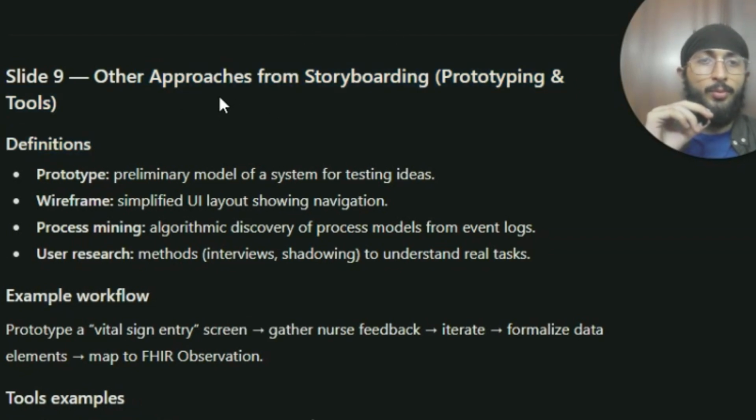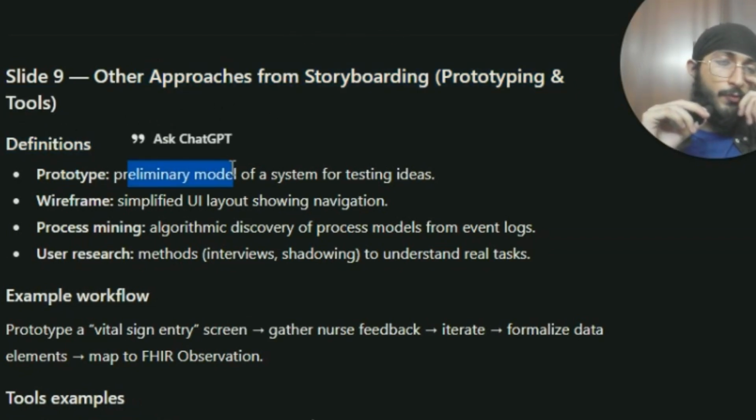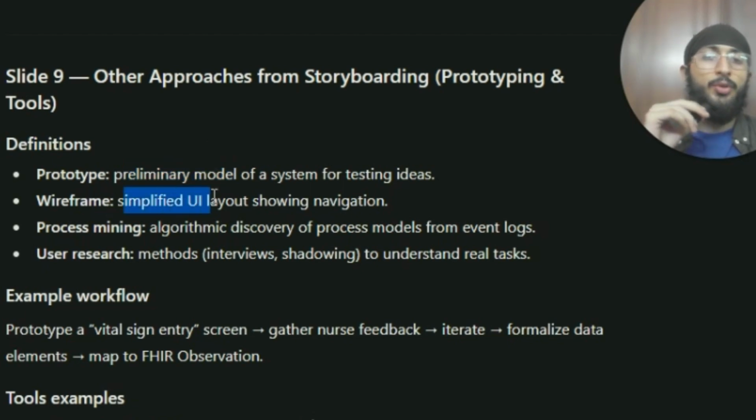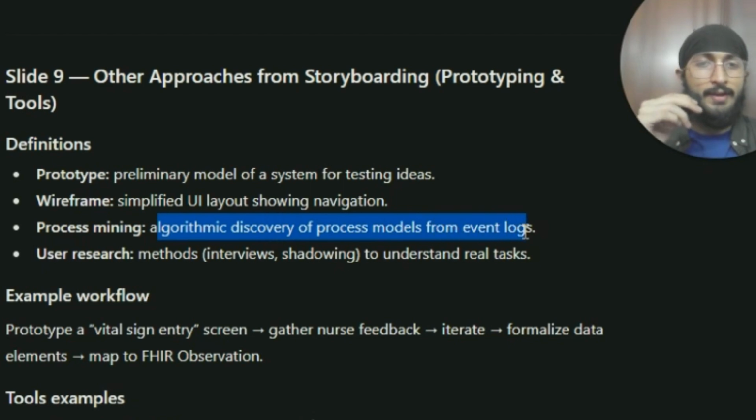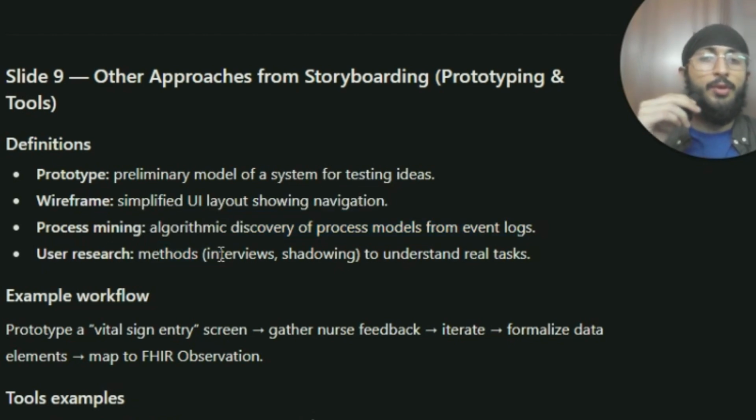Now, other approaches: storyboarding, prototyping, and tools. So, what is a prototype? It is a preliminary model of a system for testing ideas and exploring the project more. A wireframe is basically a simplified user interface layout showing the basic navigation, and mostly we use apps like Miro or Figma to produce the wireframe. Now, process mining is algorithmic discovery of process models from event logs, and user research is methods involving interviews and shadowing to understand real tasks.